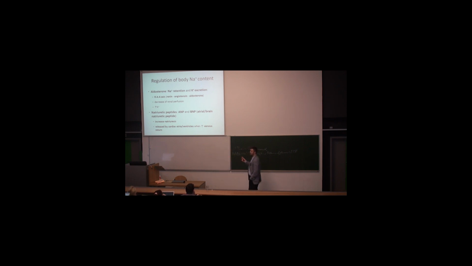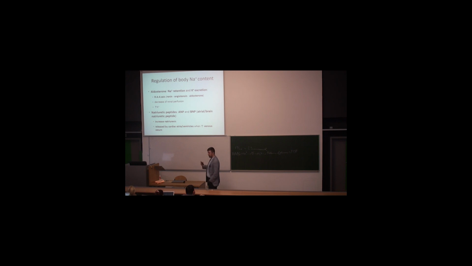Both of them are produced in the heart. The atrial one in the atria, the brain natriuretic peptide in the ventricles. And as you know, this is in quite good correspondence with this. So since the heart is the pump that should pump the blood inside the cardiovascular system, it could also have the possibility to regulate the volume in the cardiovascular system.